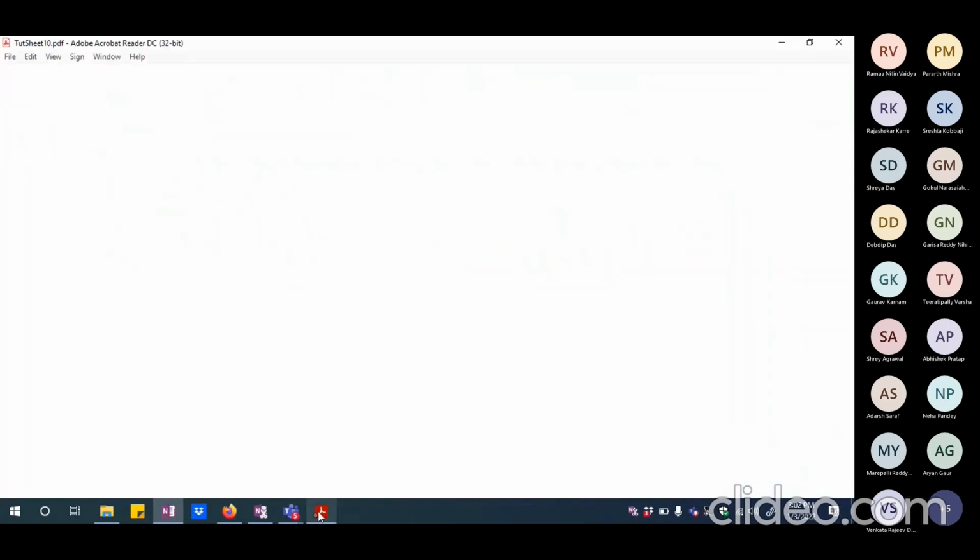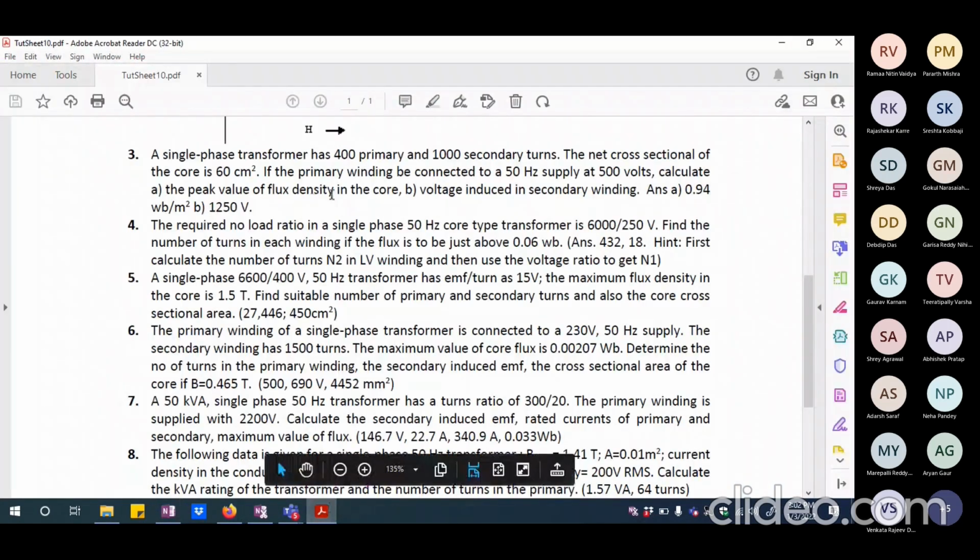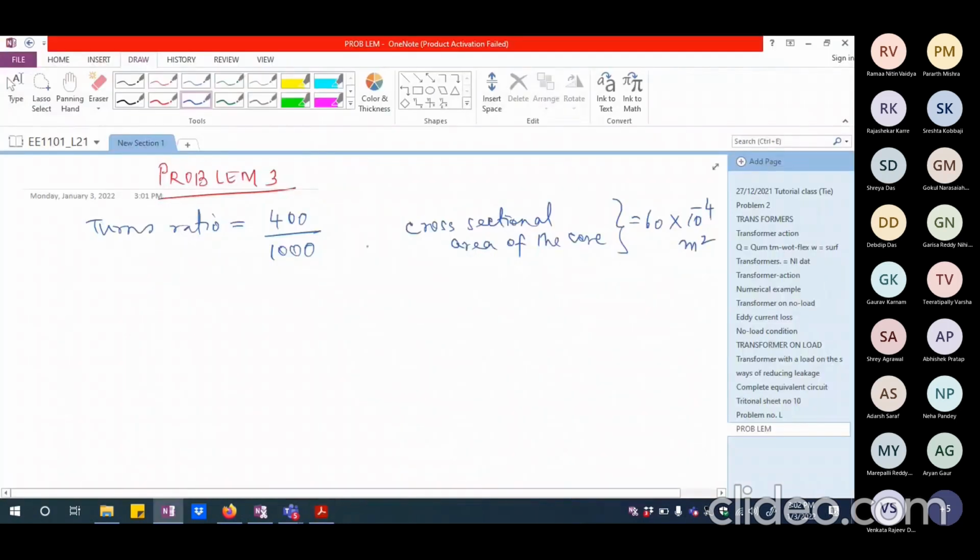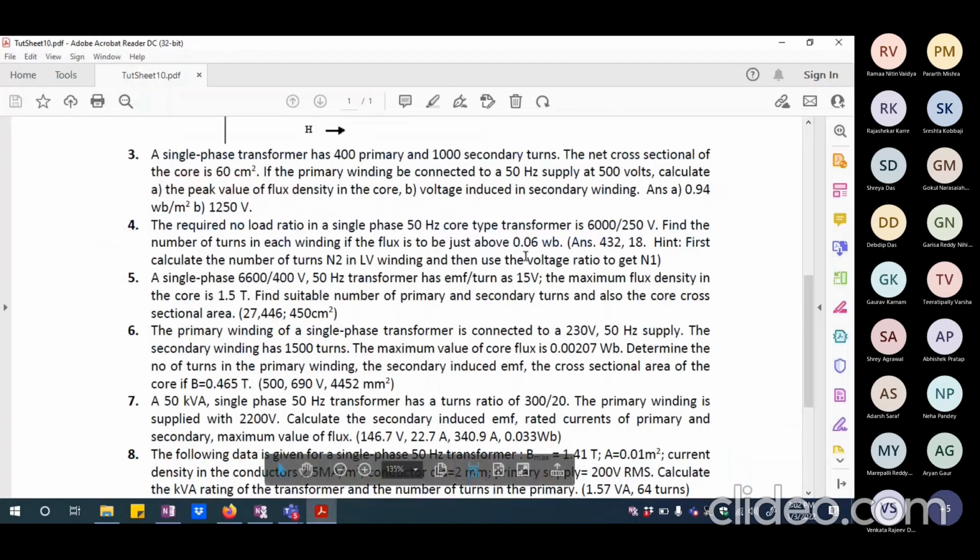Okay. The next thing that is given is the primary winding is connected to a 50 Hz supply at 500 volts. So the primary voltage is given to be 500 volts at 50 Hz. Okay, so this is what is done to the primary. So the first thing that is being asked is to calculate the peak value of flux density in the core and the voltage induced in the secondary winding.